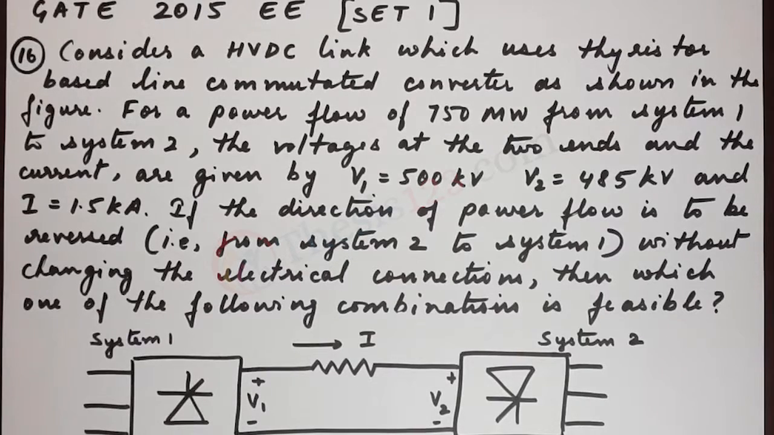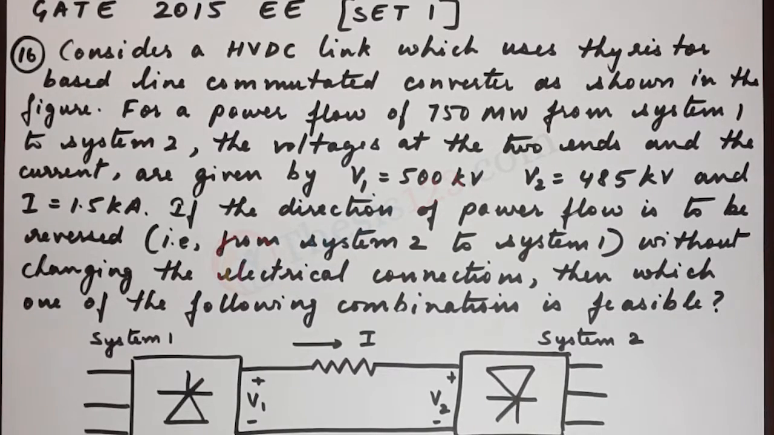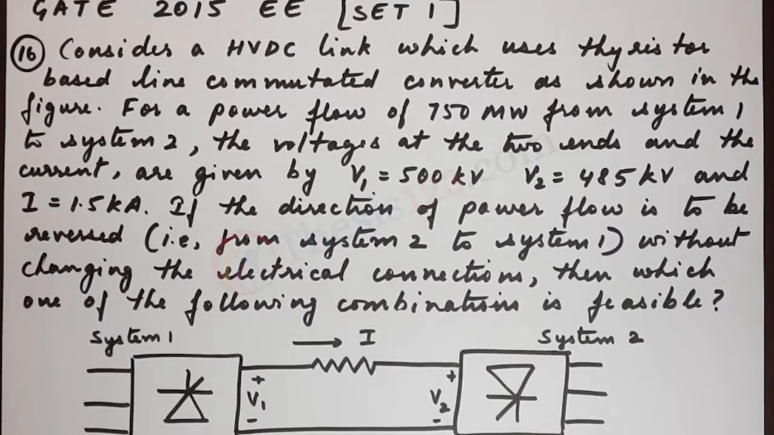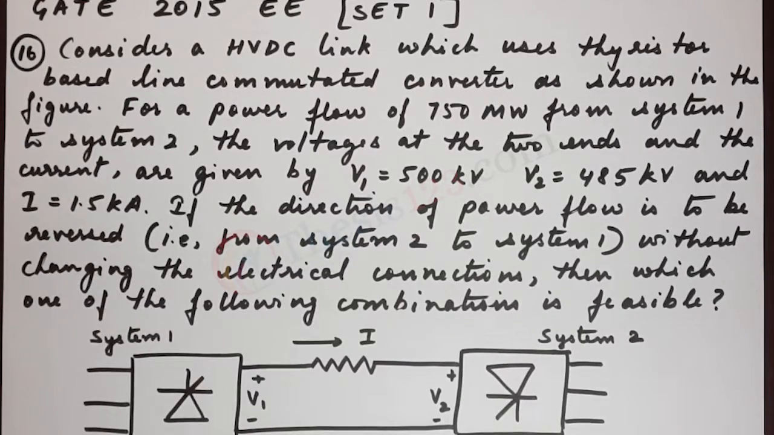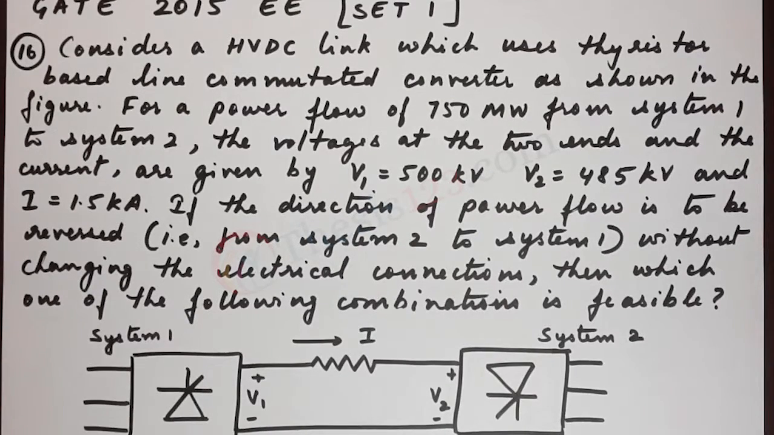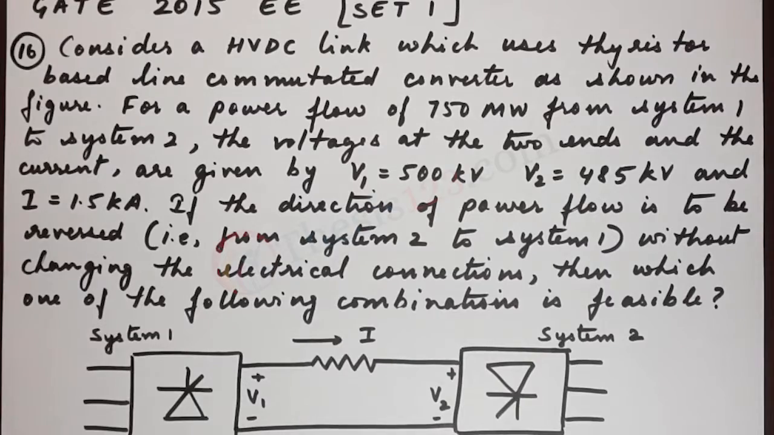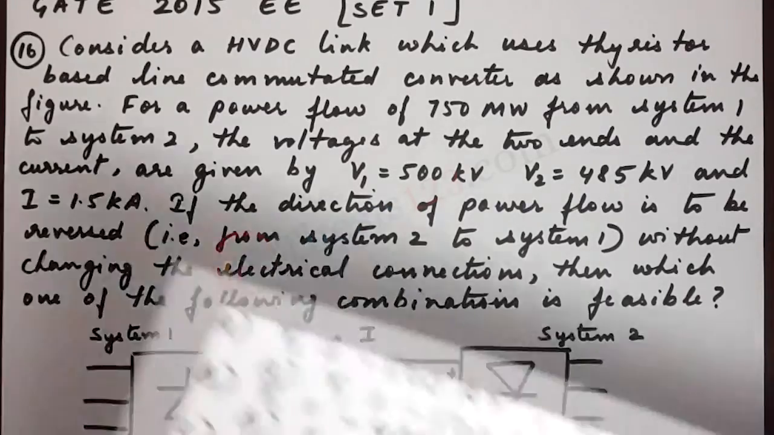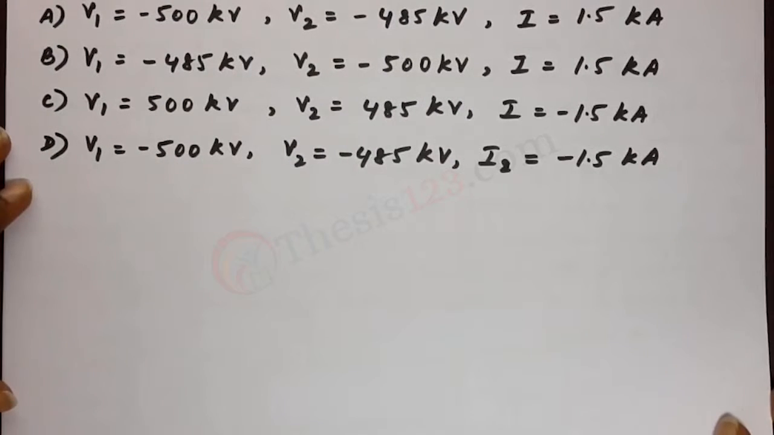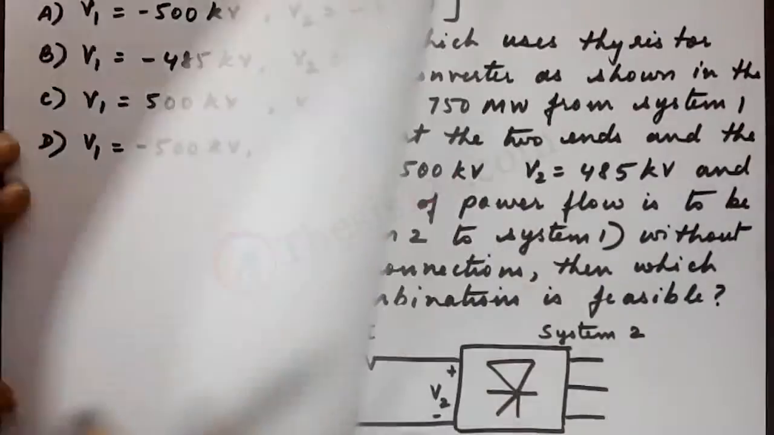If the direction of power flow is to be reversed, that is from system 2 to system 1, without changing the electrical connections, then which one of the following combinations is feasible? Now, because of lack of space, I did not write down the options in this page. I wrote it down here. So, we have different combinations of V1 values, V2 values, and I value.